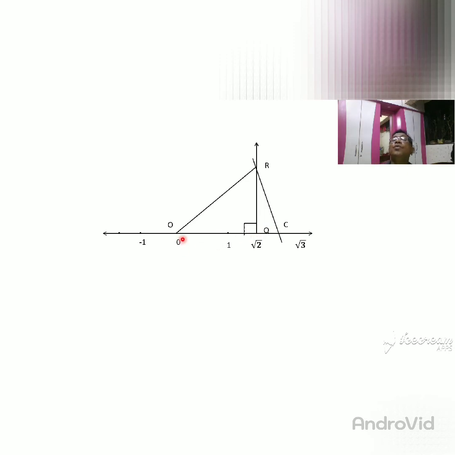See, if someone doesn't understand, this is the OQ, √2, and this is the QR, 1 centimeter, and triangle ORQ is the right angle triangle and here is √2. So see, next steps. What is it?